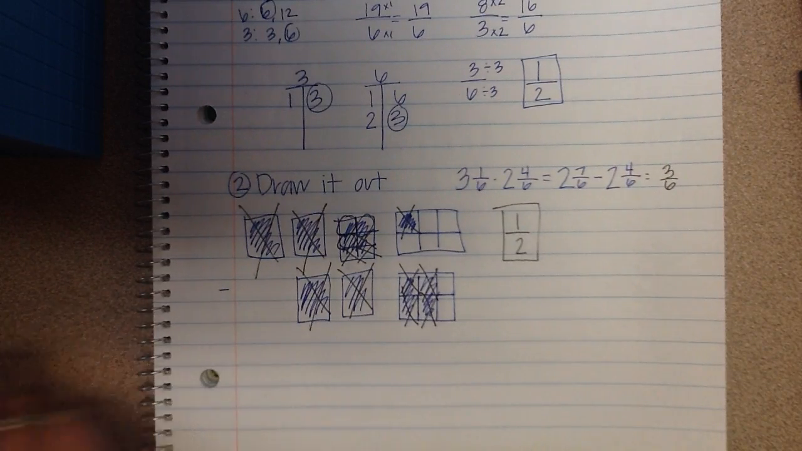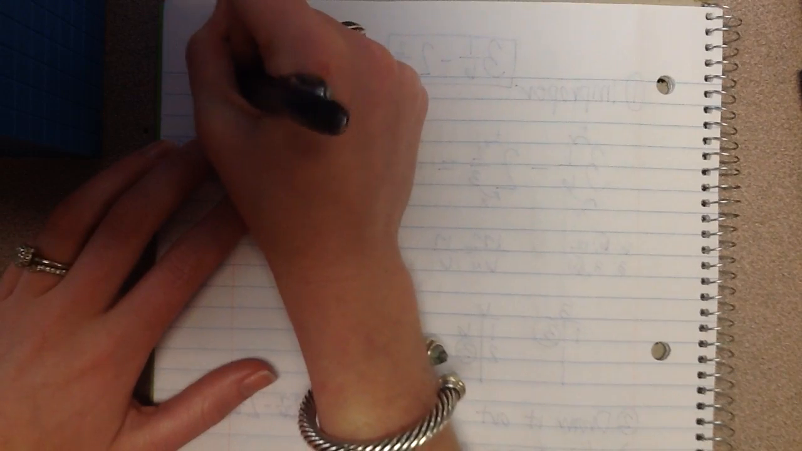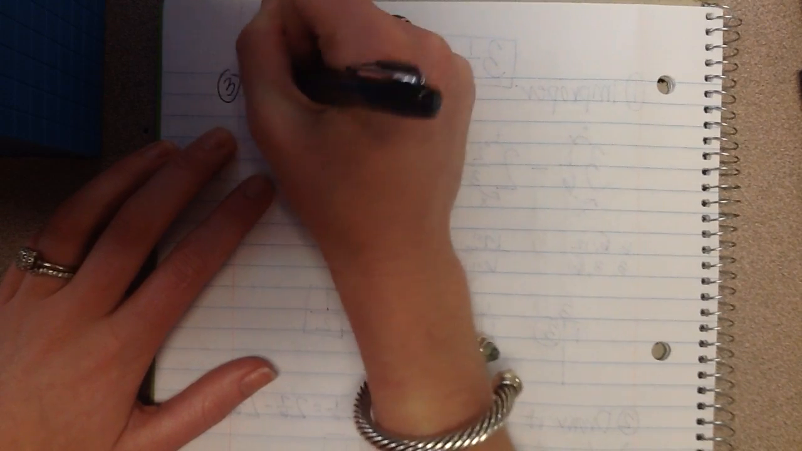Okay. I'm going to show you the other method. The last method is the standard method. Where did that go? I'll just use this. So 3 is standard.